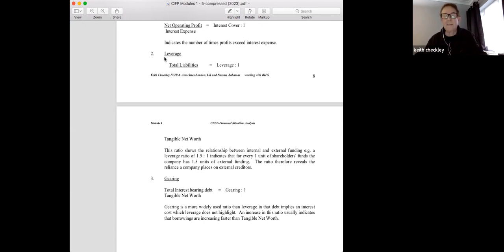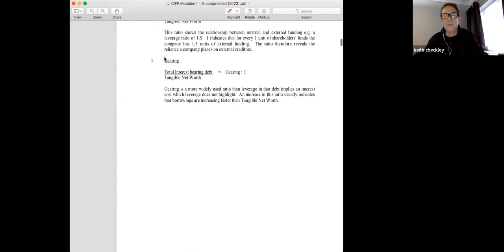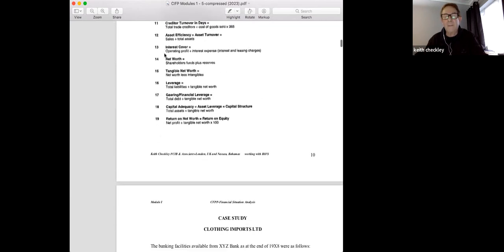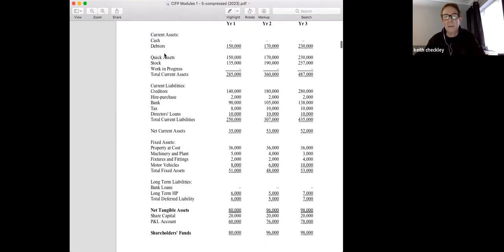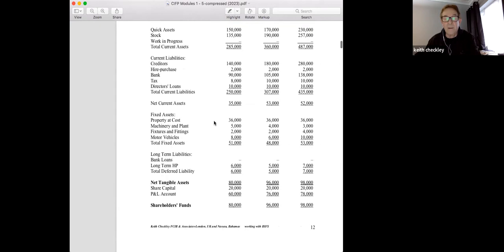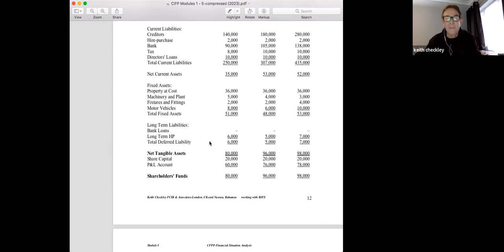So let's try and do this. So we want the leverage. So this is all of the liabilities, the current liabilities and the long-term liabilities. So let's have a look. There's the current liabilities, look, 250,000. Let's see if there's any long-term liabilities. Yes, there are there, look. Long-term liabilities, 6,000. So the total liabilities in year one are $256,000. And we're going to divide that by the net worth.